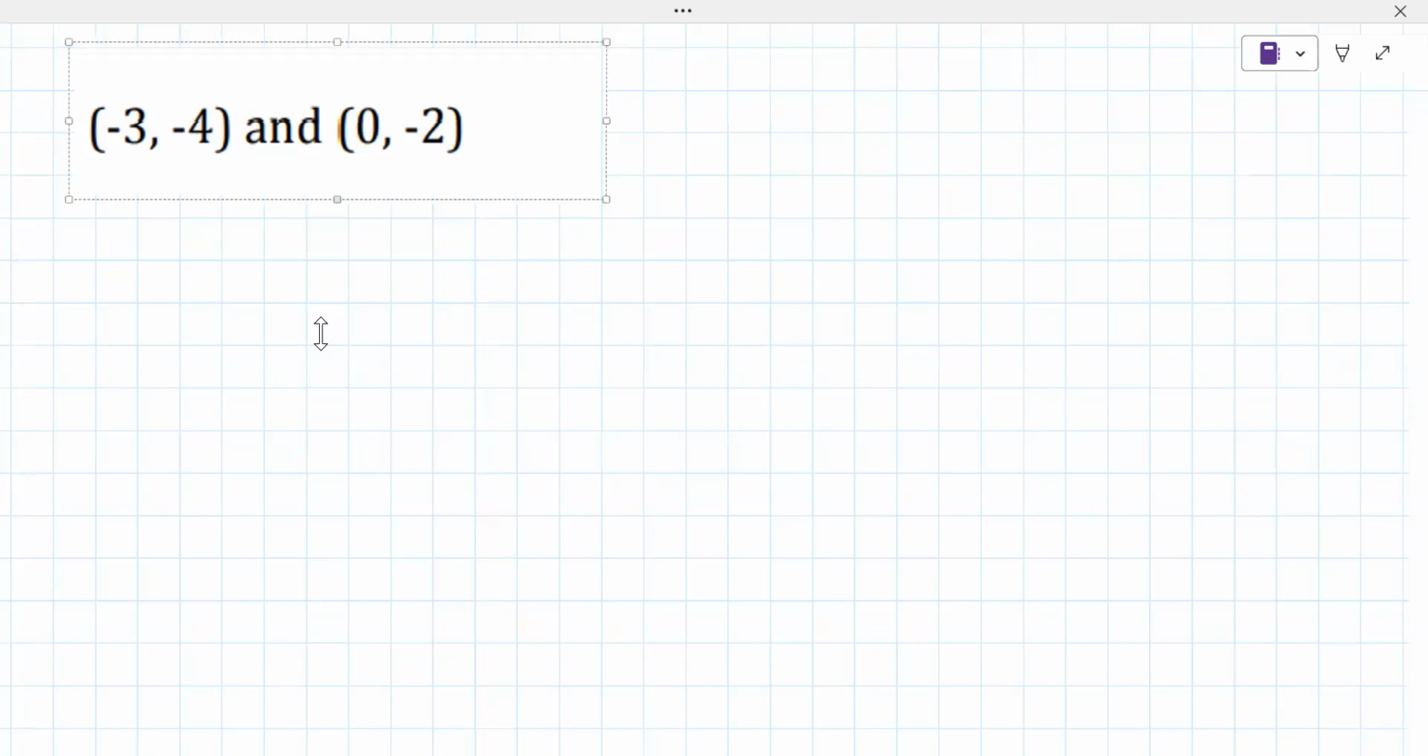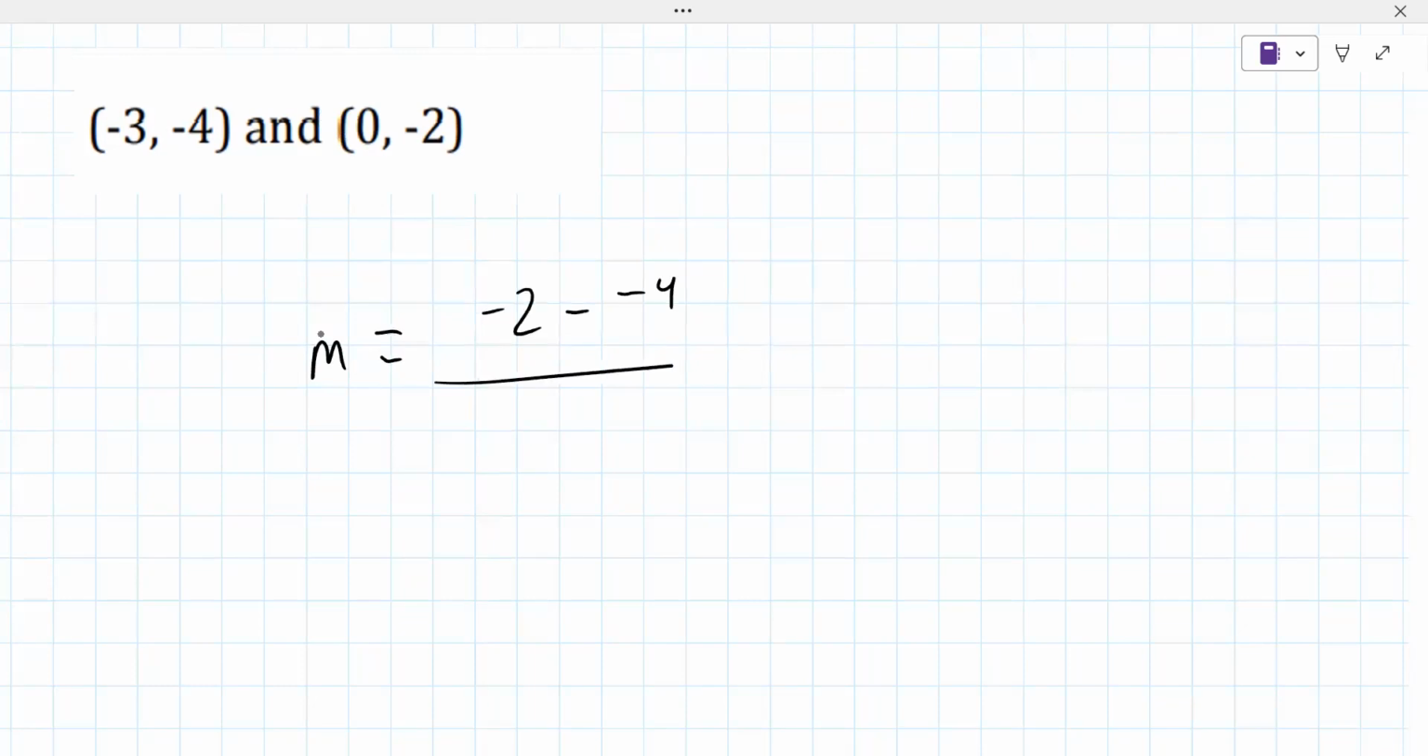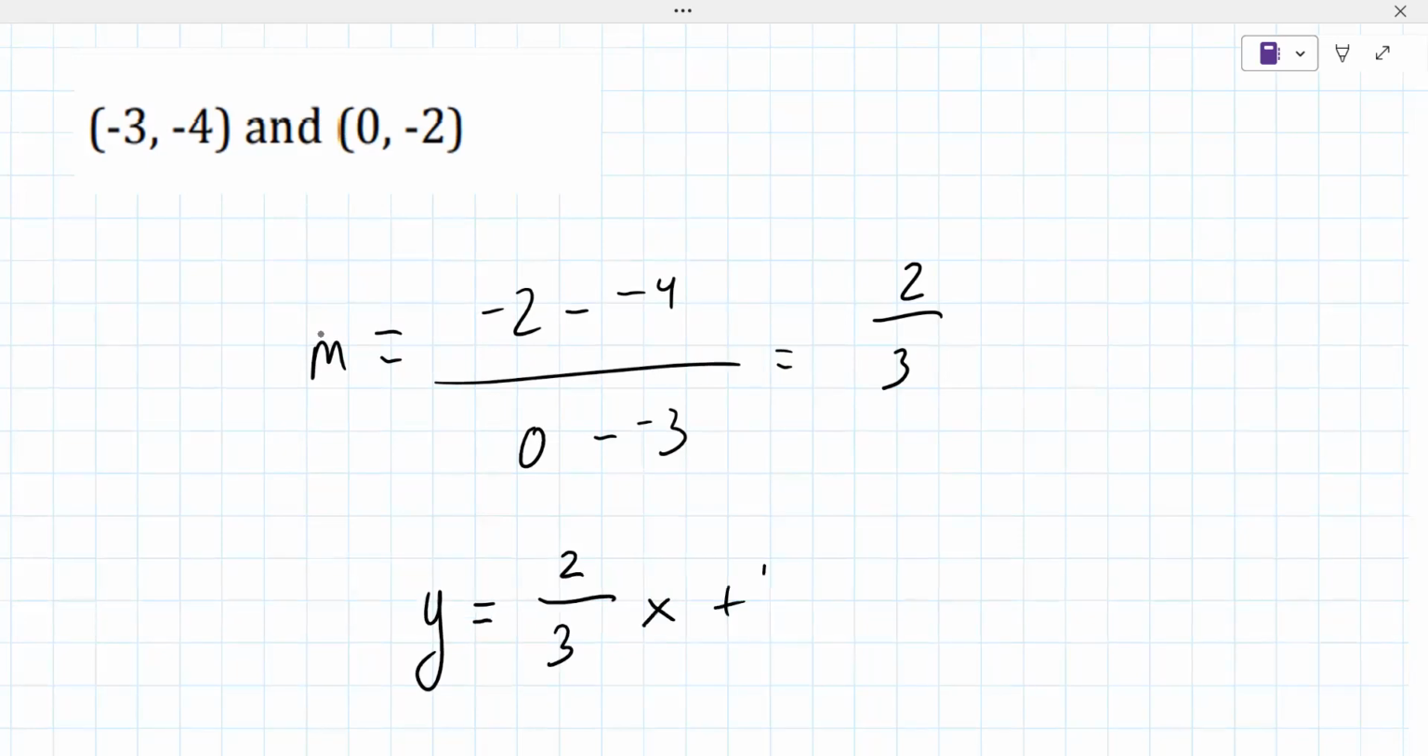Two over three. Well, maybe I might have picked that one here. So let me work this out here. So -2 minus a -4 over 0 minus a -3. So you are right. It's 2 over 3. So that's okay. Let's just go with it because we are going to have some with fractions. So let's say it's y equals 2/3 x plus b.